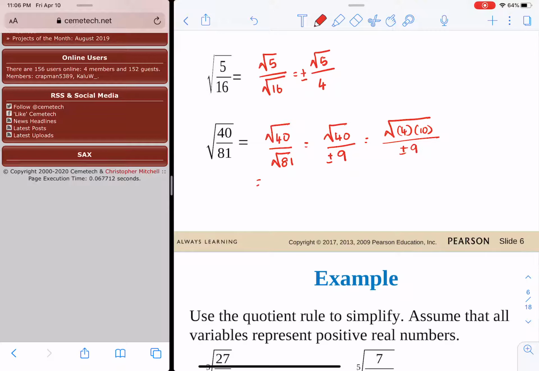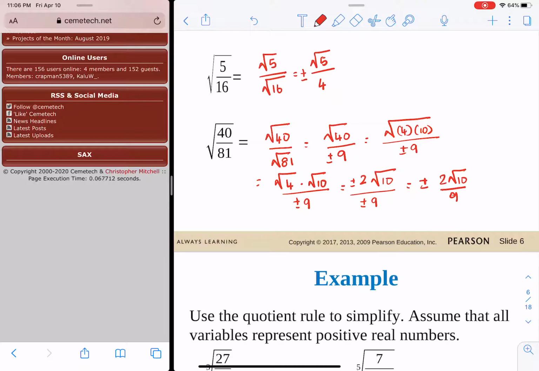Now, if we use the product rule, since 4 is multiplied to 10 under the same root, which is the second root, I could split it up and write it as square root of 4 times square root of 10 divided by plus or minus 9. Square root of 4 is simply 2. And plus or minus over plus or minus, it still is plus or minus 2 square root of 10 over 9.